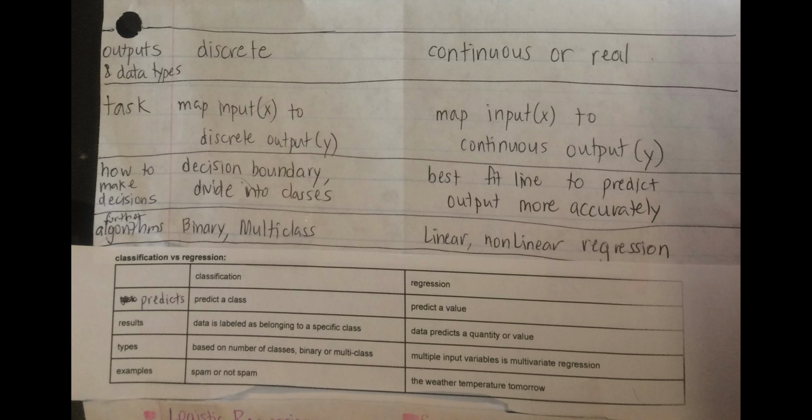Results. For classification, what is the result? The input is labeled, the data is labeled as belonging to a specific class. In regression, data predicts a quantity or value.